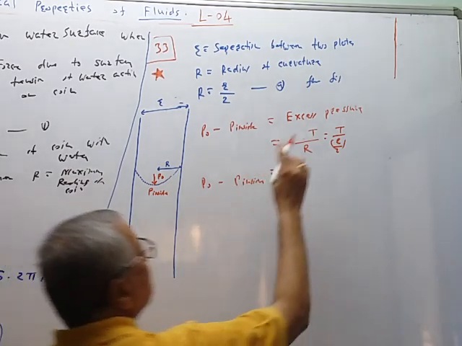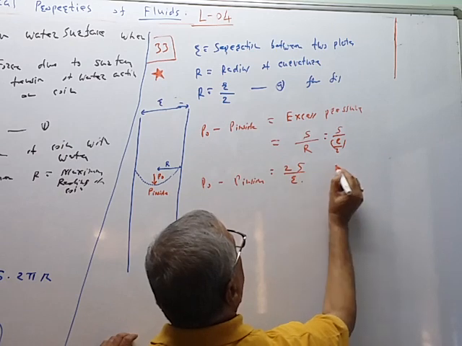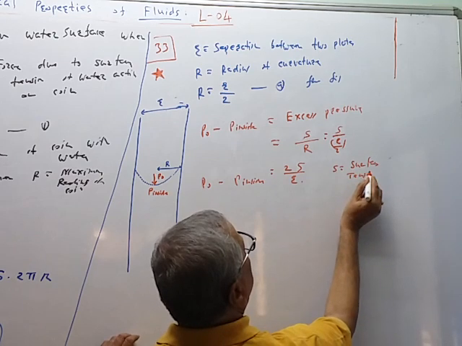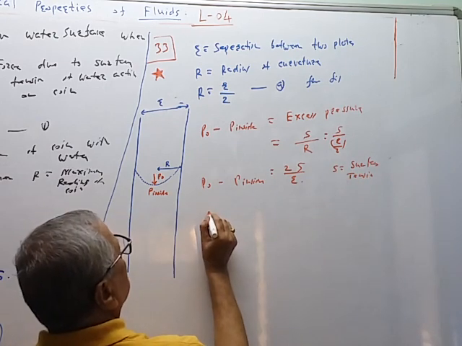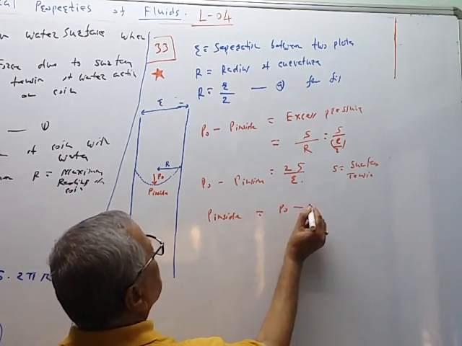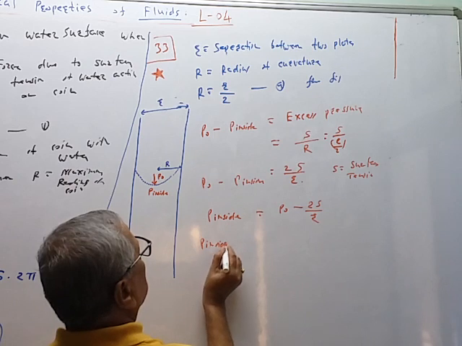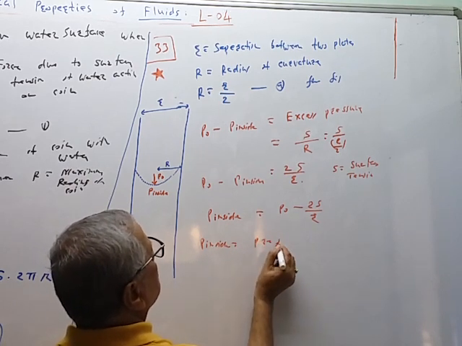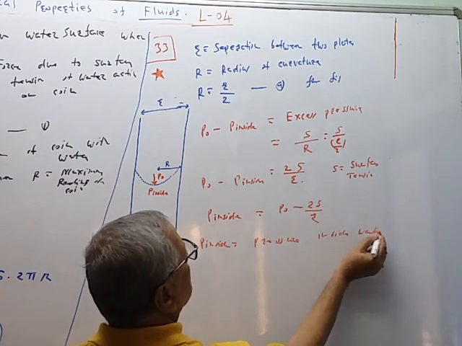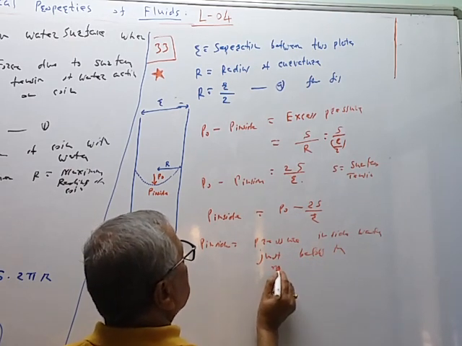So in this case, surface tension is denoted by S. S is equal to surface tension, and therefore inside pressure is equal to P0 minus 2 times S upon R. So this P inside is equal to the pressure inside water just below the meniscus.